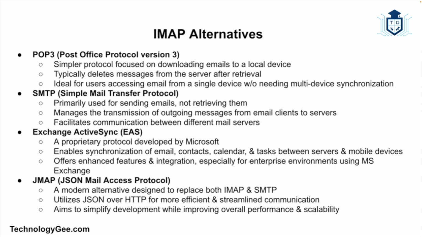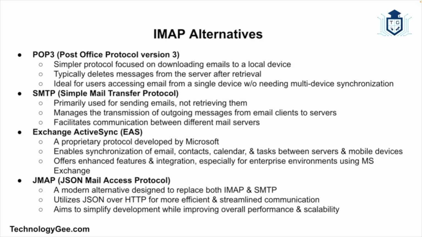So let's move on and talk about some IMAP alternatives and complementary protocols. While IMAP is a dominant protocol for email retrieval, there are alternative and complementary protocols that serve different needs. The first is POP3, or Post Office Protocol version 3. This is a simpler protocol that downloads emails to the local device and often deletes them from the server.